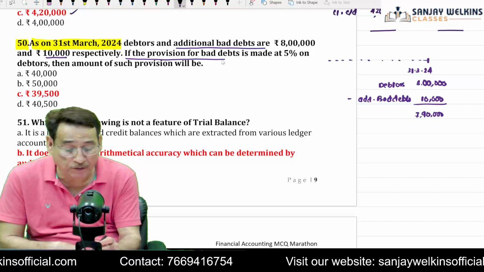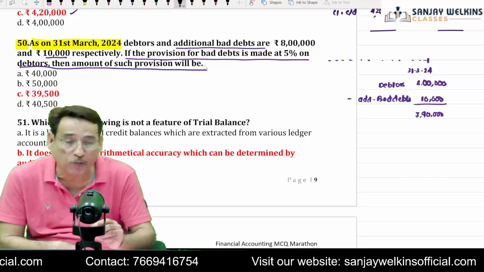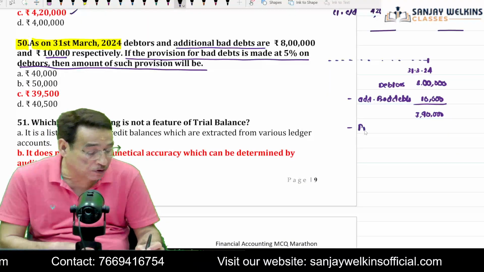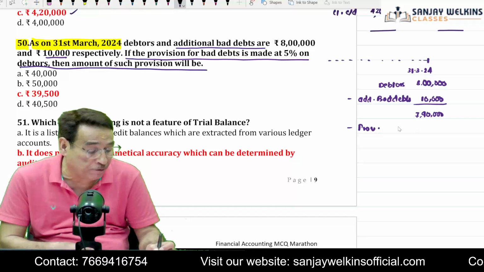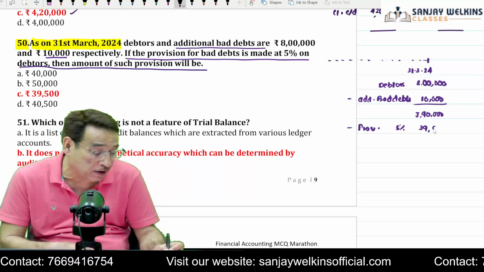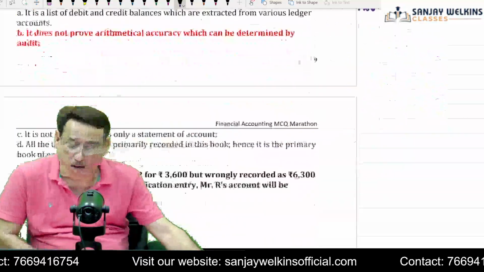If the provision for bad debts is made at 5% on debtors, then the amount of such provision will be. Now the question is asking, what will be the amount of provision? So provision for doubtful debts will be 5%. If you compute 5%, it will be equal to 39,500. So 39,500 will be your answer. Is it clear to you?